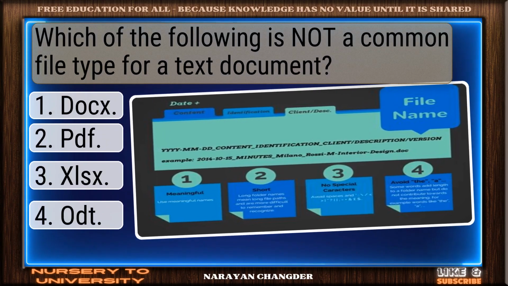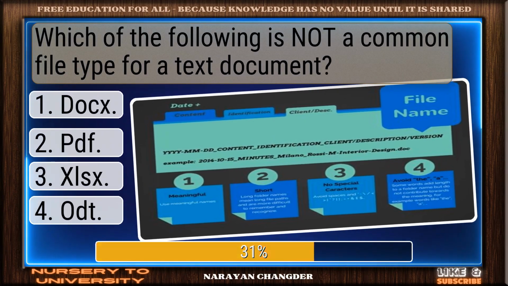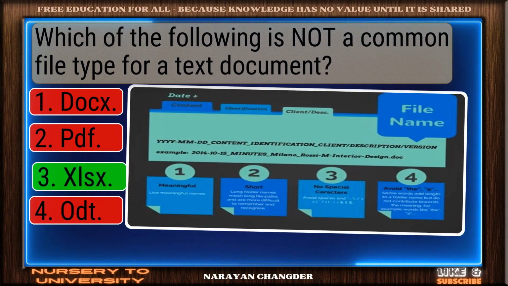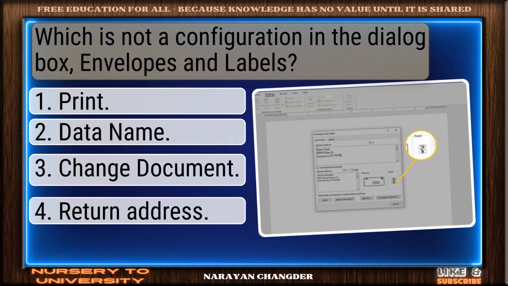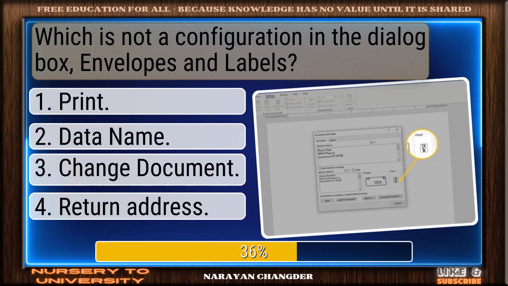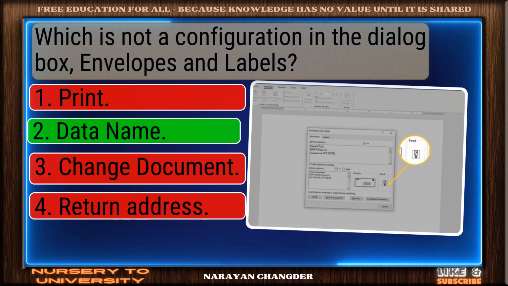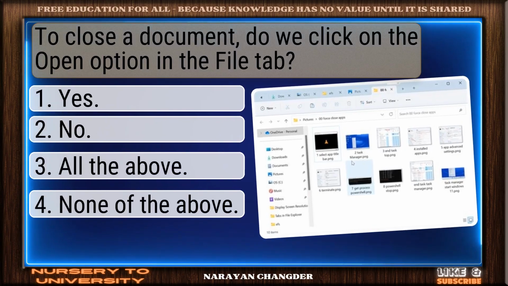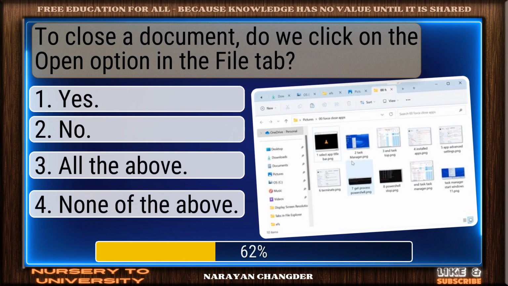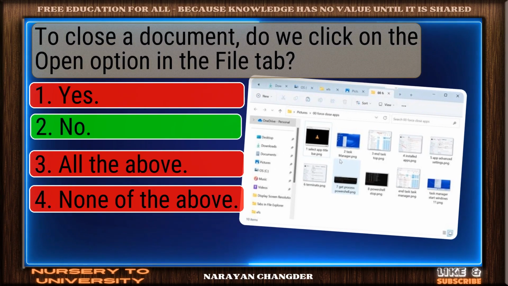Which of the following is not a common file type for a text document? Right again, it is the valid answer. Which is not a configuration in the dialog box, envelopes, and labels? Good thinking. Data name is the right answer. To close the document, do we click on the Open option in the File tab? You're right. No is the correct answer.